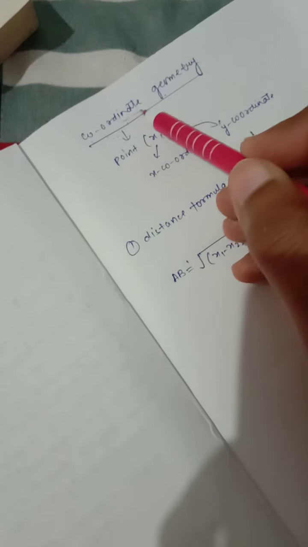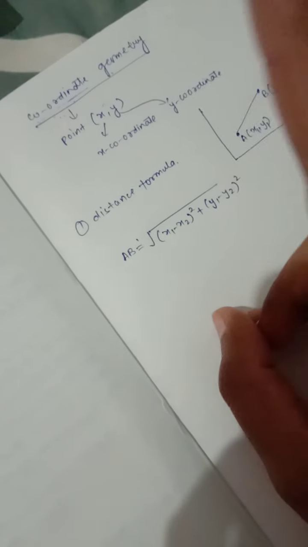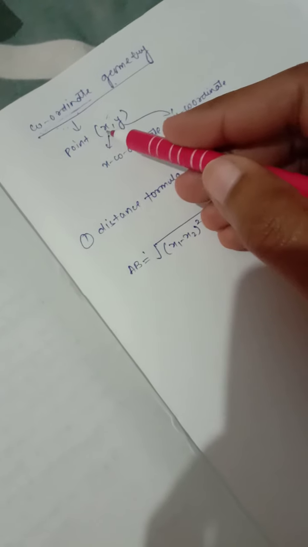We are going to understand the chapter coordinate geometry. So from the chapter's name, this is coordinate. Coordinate means x and y axis. So in coordinate geometry, there is a point, and the point is represented by two values. The first one is x. The first one is the value on the x axis.